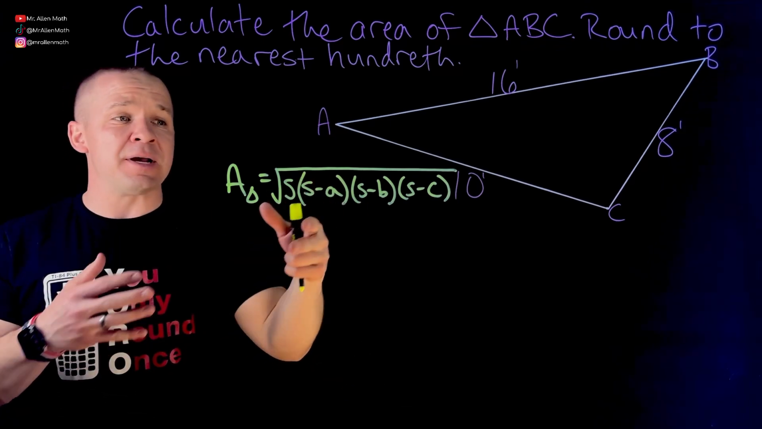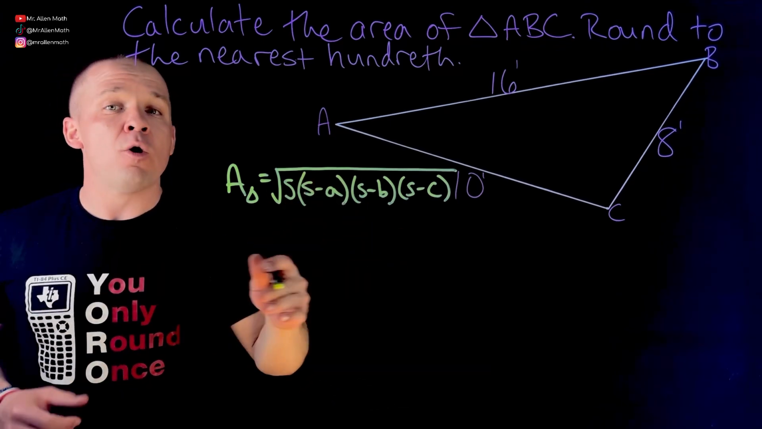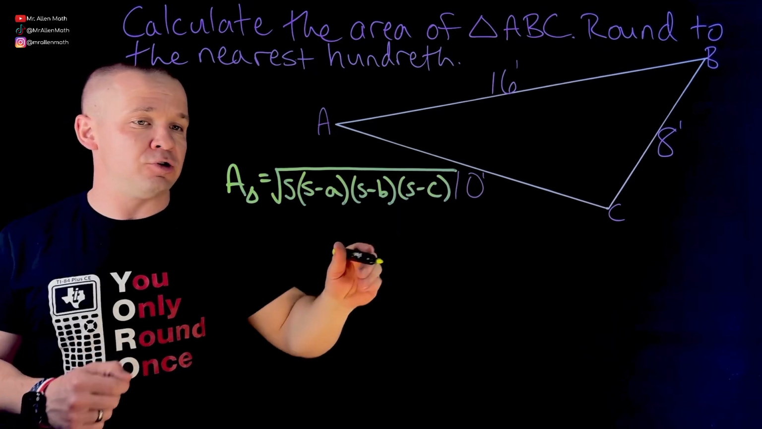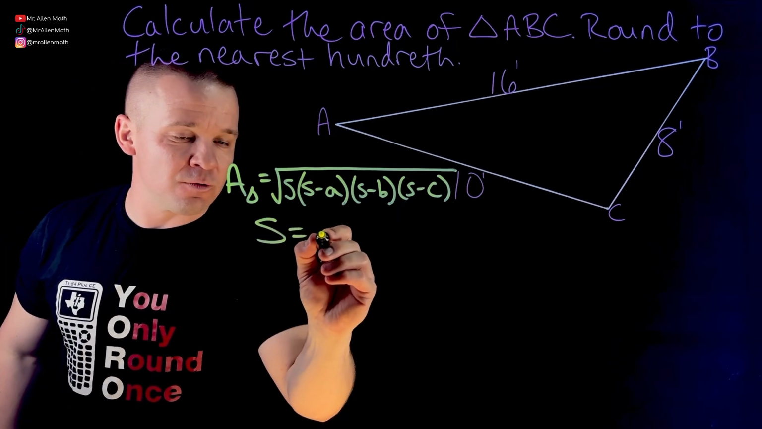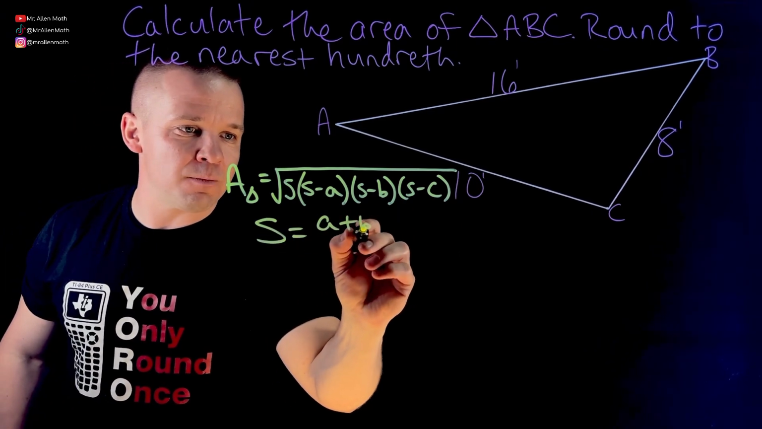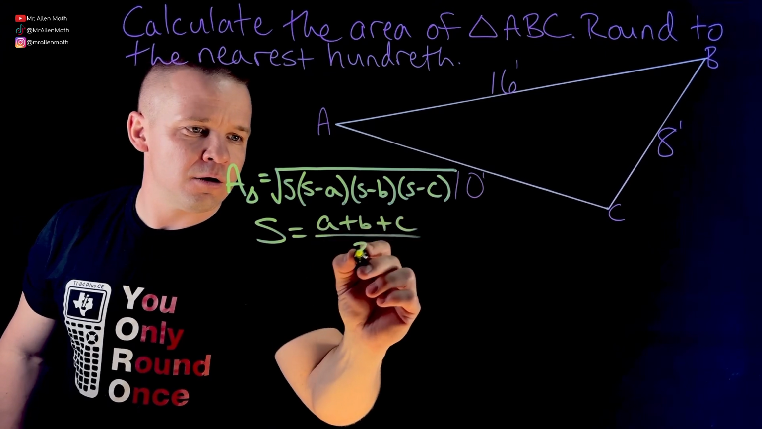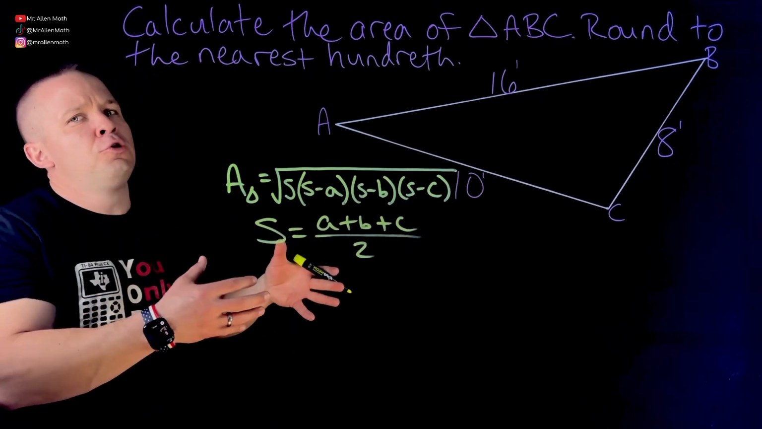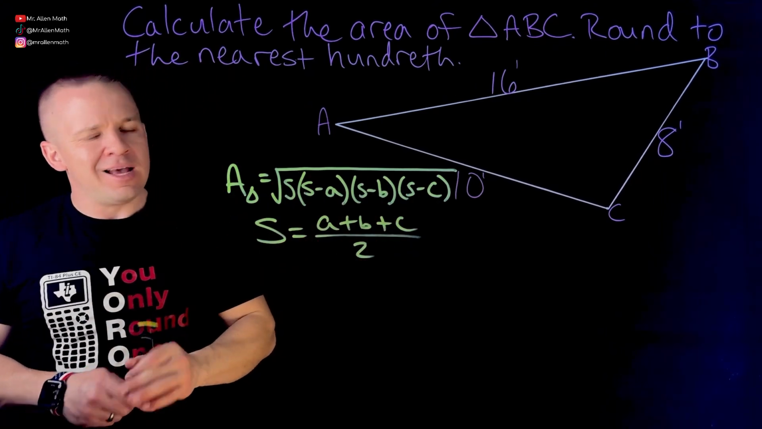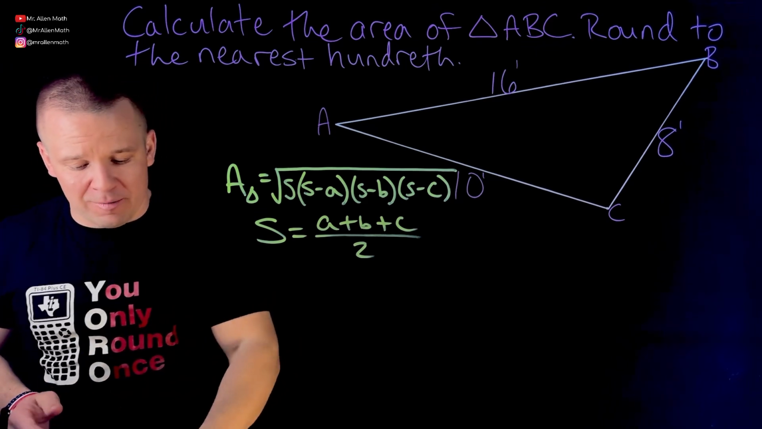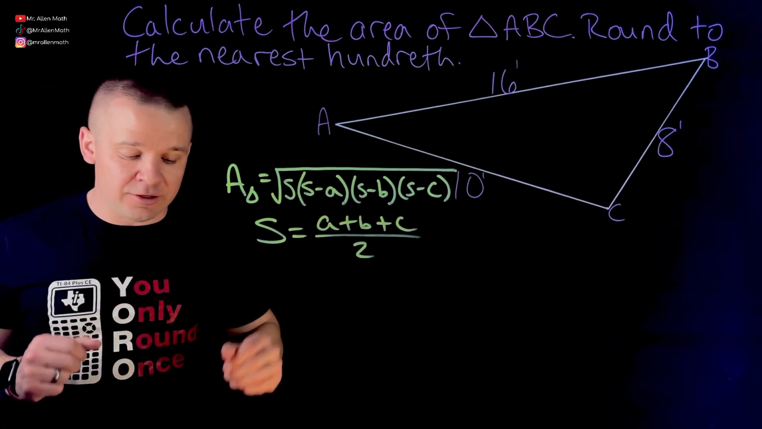Now the S is my semi-perimeter, so what is that? That is just the perimeter divided by 2. So S equals A plus B plus C all over 2. You kind of need two formulas to make this work. Not a lot of people know about this formula. I remember learning about it the first time, I'm like, wait, what? Kind of dope.